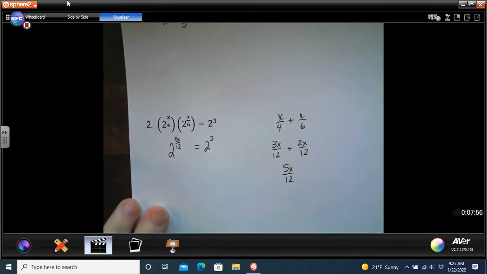And now that I have the same base, one on this side, one on this side, I can set those exponents equal. 5x over 12 equals 3. So 5x equals 36. X is 36 over 5. And again, we just leave our answer like that.